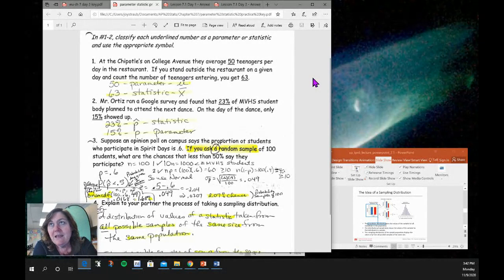It's a parameter. But you're going to stand outside the restaurant on a given day, randomly chosen day, and you're going to count the number of teenagers entering, and you get 63.